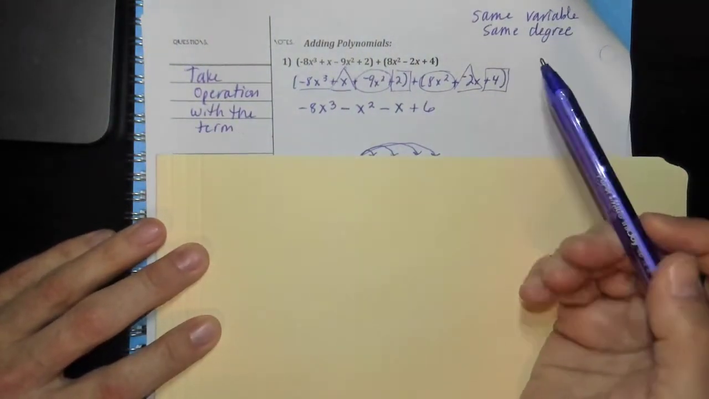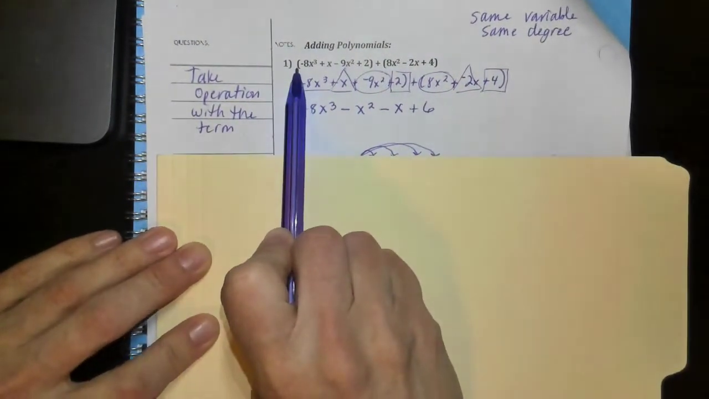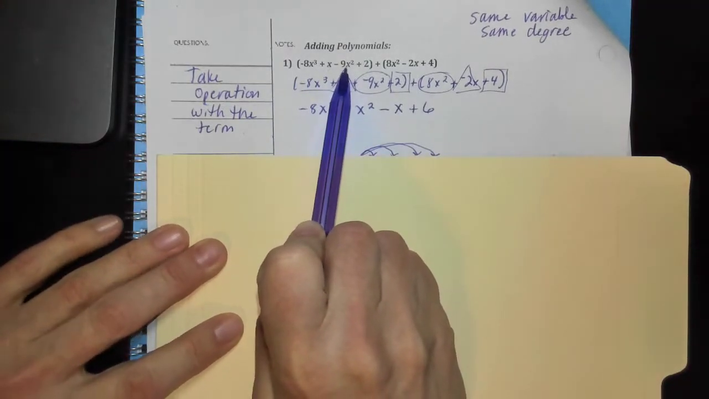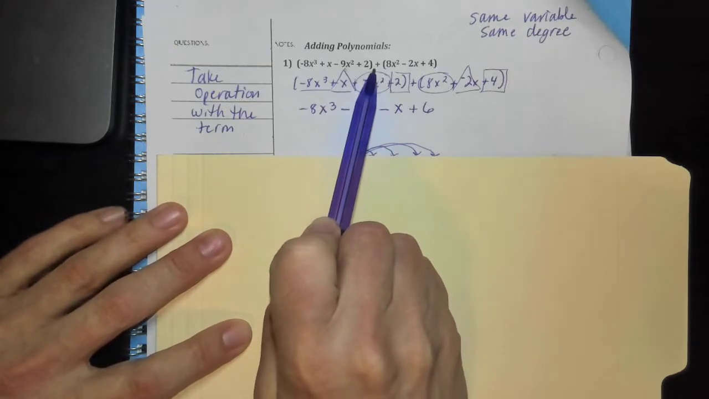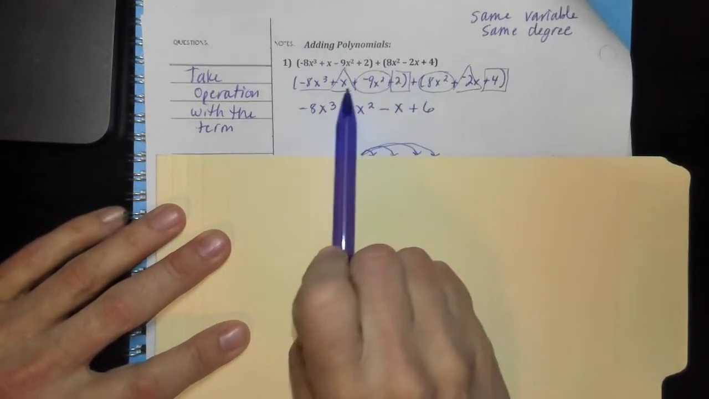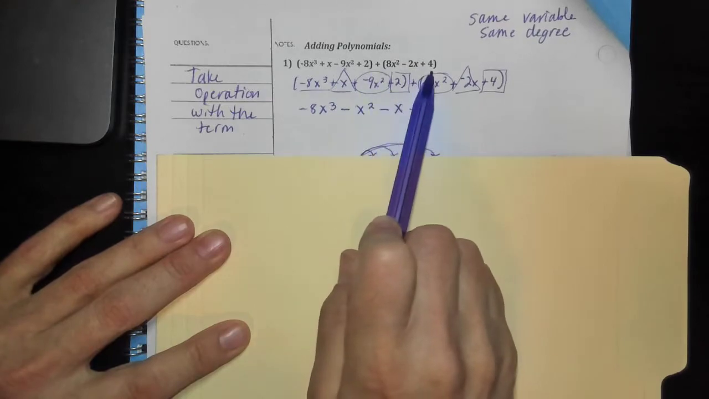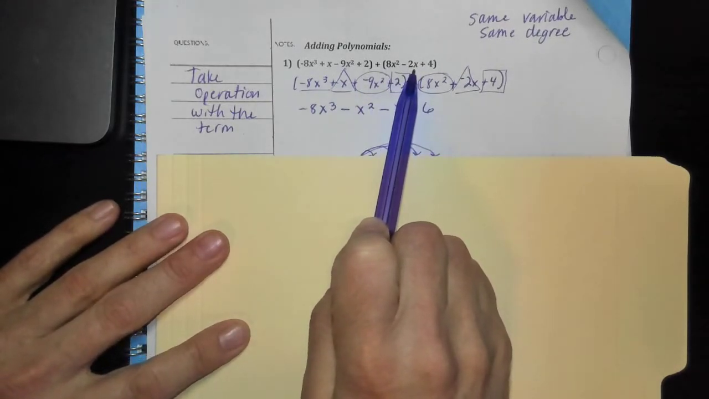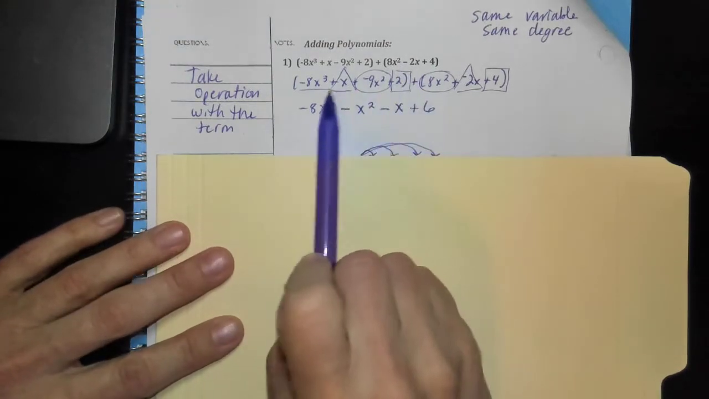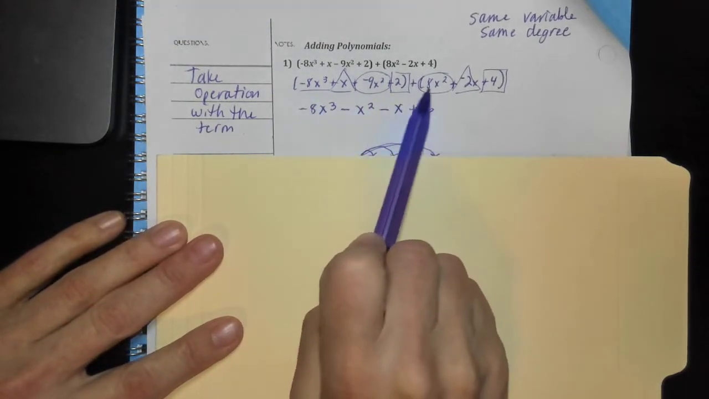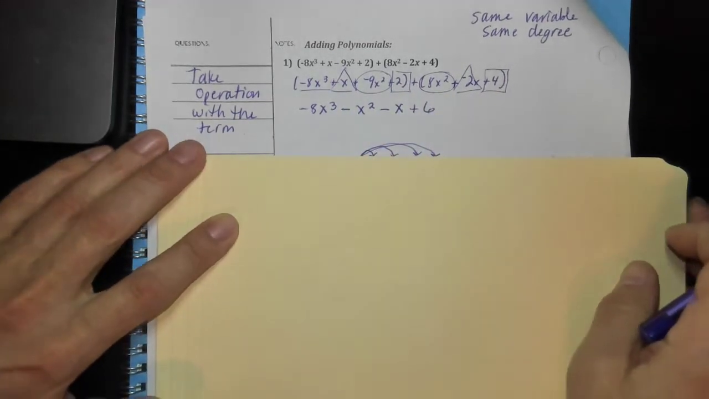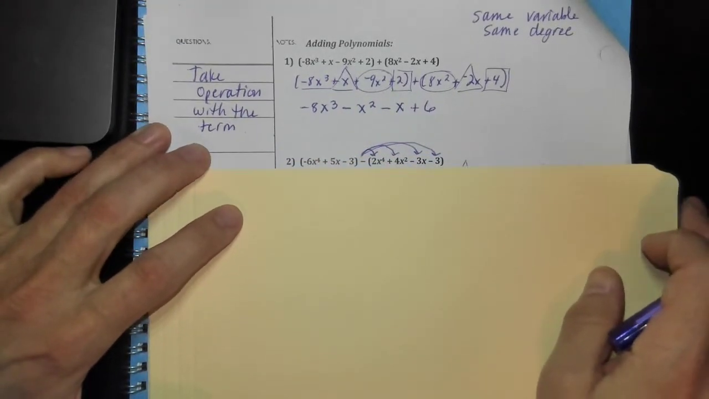So for example, up here, I rewrote things and I made this negative 8x to the third plus x plus a negative 9x squared plus 2. Some of you can combine these things by just taking that operation with the term that follows it. Some of you might find it helpful to rewrite it as an addition problem, and then you won't lose those positives and negatives and avoid silly mistakes.